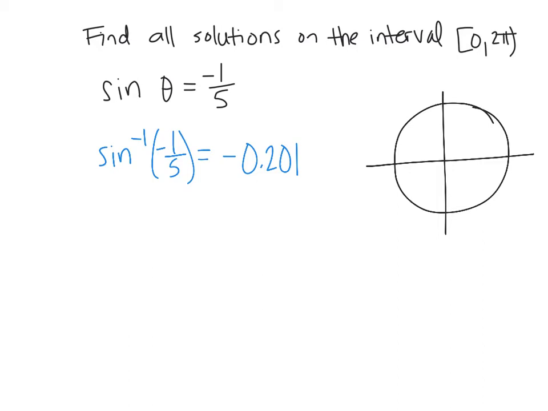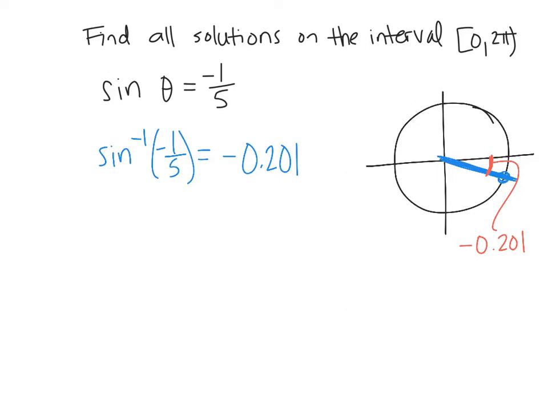Negative 0.201 is going to be somewhere down here in quadrant number 4, because my calculator only deals in principal values. So it's going to give me something that matches my principal values, which are quadrant 1 and quadrant 4. So the angle that I have been given is negative 0.201. That means I've dropped down. So this angle right here is negative 0.201 radians, right?